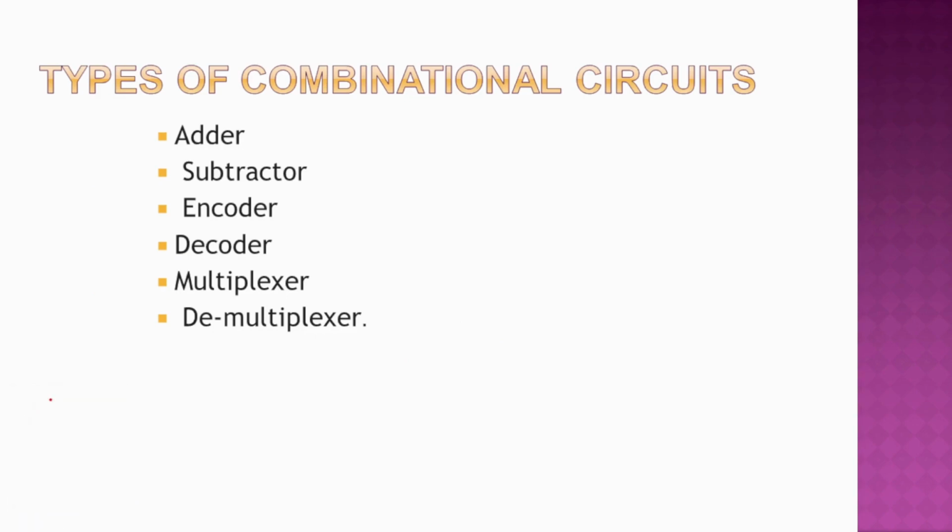Types of combinational circuit. Usually combinational circuits are classified into many types, and here I will mention a few of them. One is adder and subtractor. In adders there are two: full adder and half adder. In subtractors, full subtractor and half subtractor. Then encoder, decoder, multiplexer and demultiplexer. These are all important topics in this chapter for the university examination.